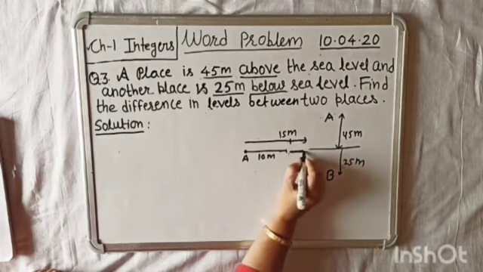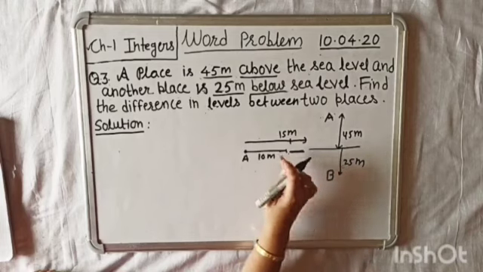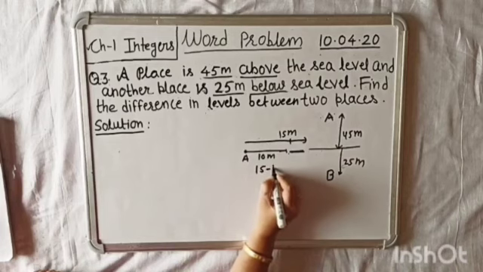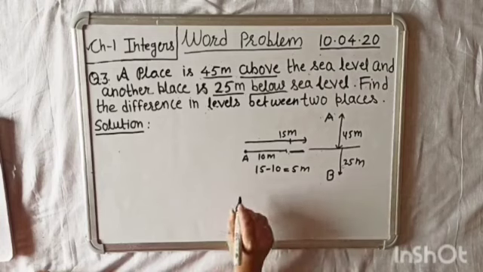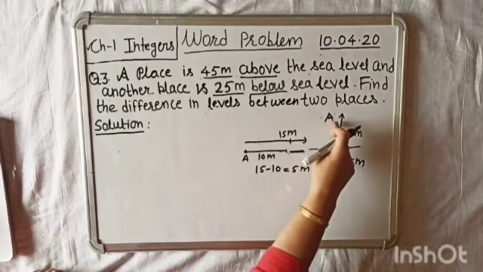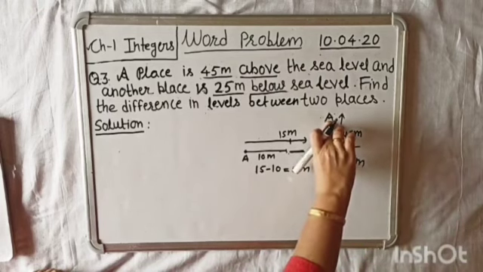That distance will be this. That is the difference between their distance. And how you will find it? You just subtract. 15 minus 10 is 5 meter. Similarly here, to find the distance between A and B, you have to subtract them.